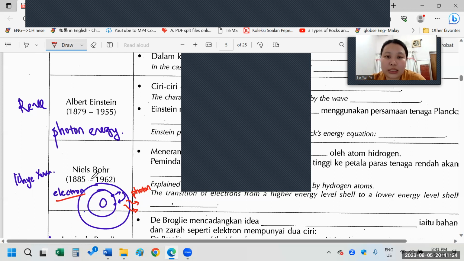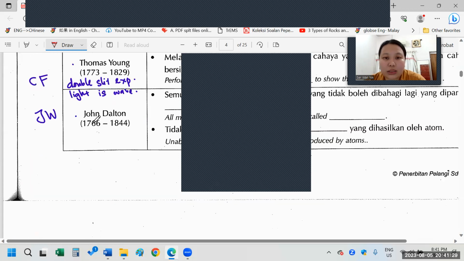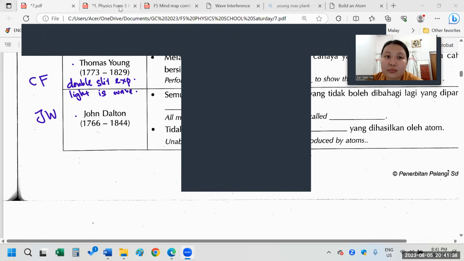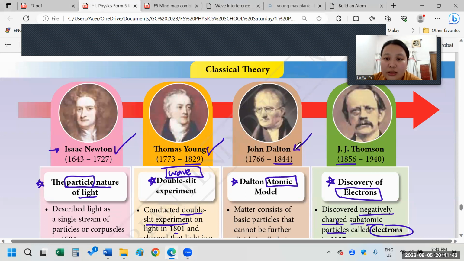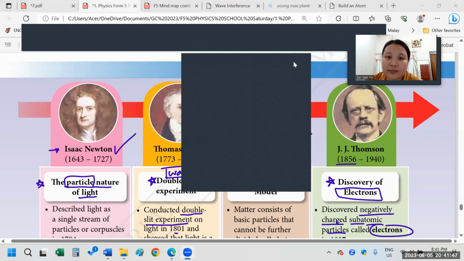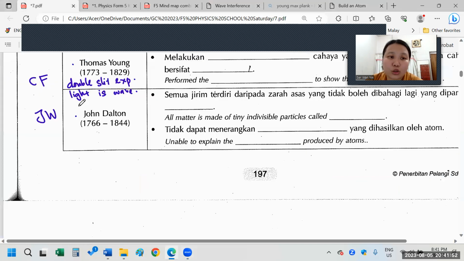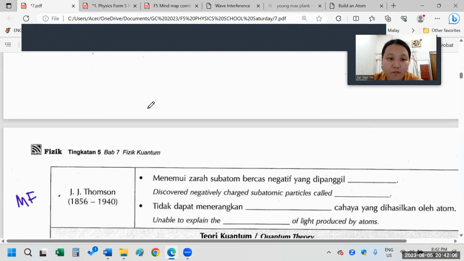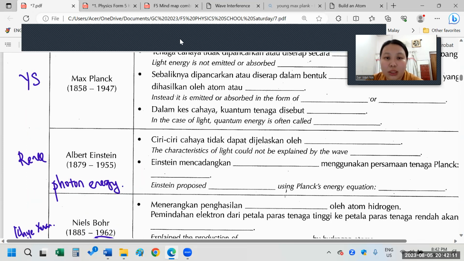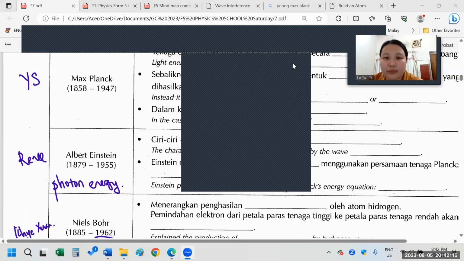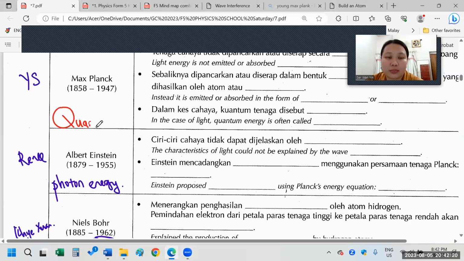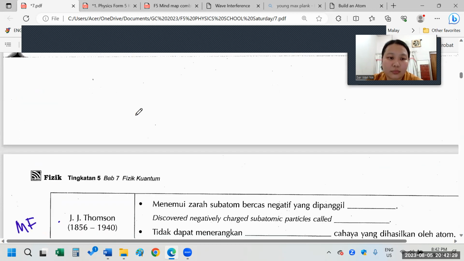Niels Bohr introduced electron. Then John Dalton, the father of chemistry, atom. He introduced atom. Atom means atomic model. Then quantum, black body, and energy is directly proportional to the wave. Okay, good. He introduced quantum. And this quantum is directly proportional to the frequency of light. Very good.